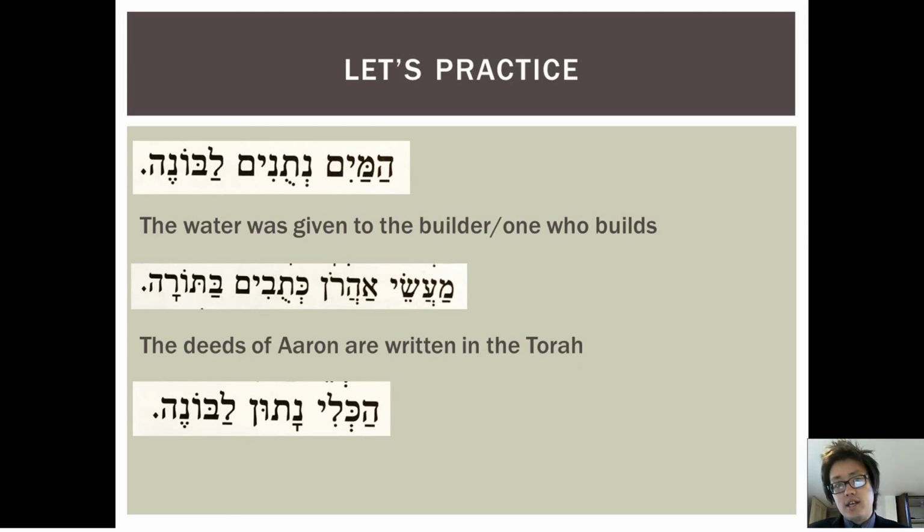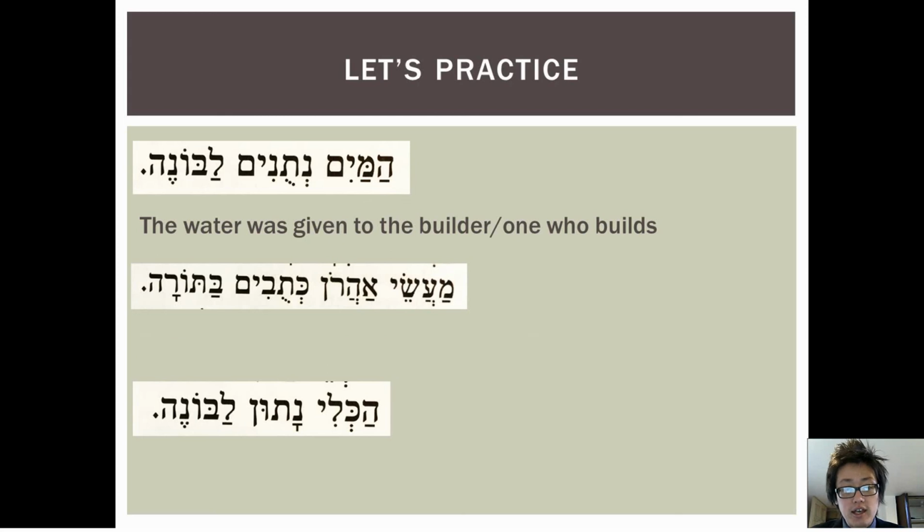Ma'aseh. This is a relatively new word for you. This is the plural construct. Deeds is deeds of, in fact. And Aharon is the personal noun for Aaron. Oh no, it looks like I gave you the answer too early. Too late. The deeds of Aaron are written from katav, right?